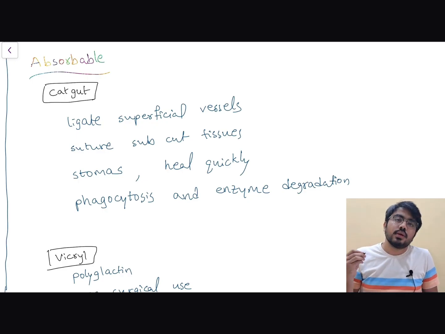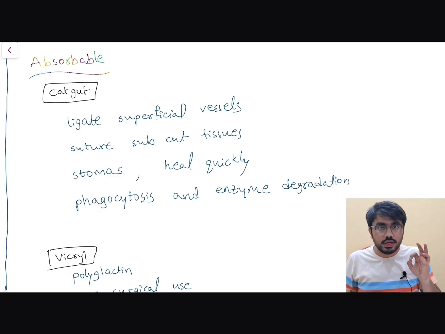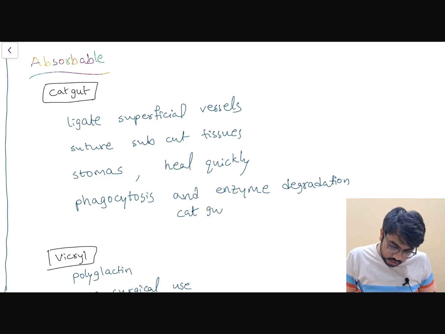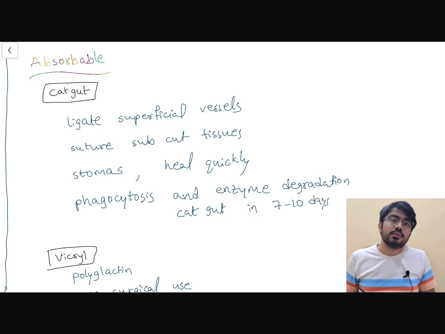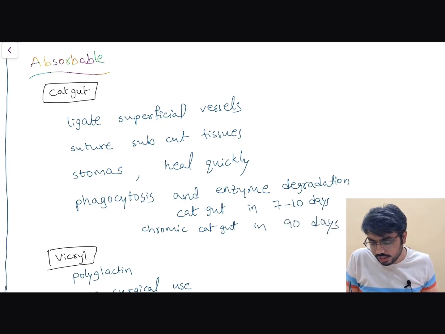Right, now by how much time is this occurring, meaning by how much time is it going to get absorbed within the body? I told you it is an absorbable suture. It is going to get absorbed within the body. But within how much time? If it is a catgut suture, it gets absorbed within 7 to 10 days. If it is a chromic catgut suture, then it is going to get absorbed within 90 days.